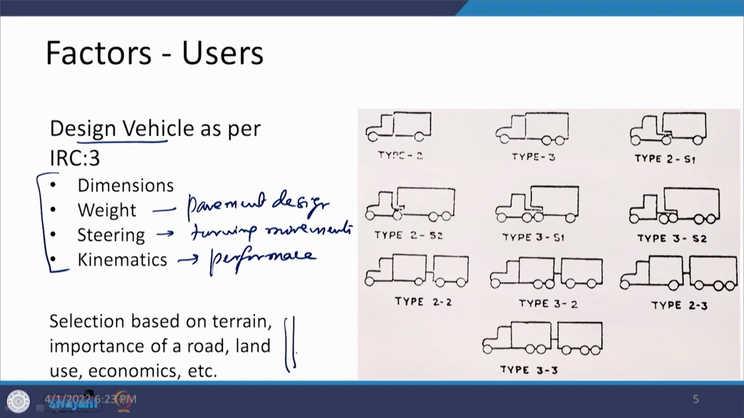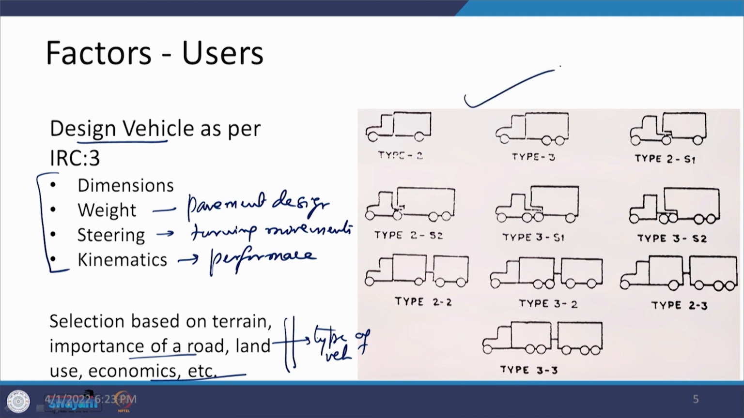Now, when you look at these design vehicles, they are going to be decided on the basis of the terrain, the topography of the area. They are also decided on the basis of the types of land uses, which will define what type of vehicles are going to be there more in that area as compared to another category. Like I said, if it is an industrial area, then you may have more trucks than other vehicles. The importance of a road also defines what type of vehicles, and economics can also govern. So, there can be different factors to look at.